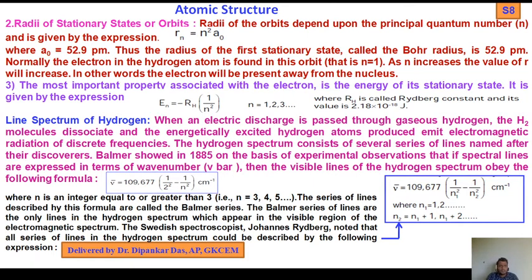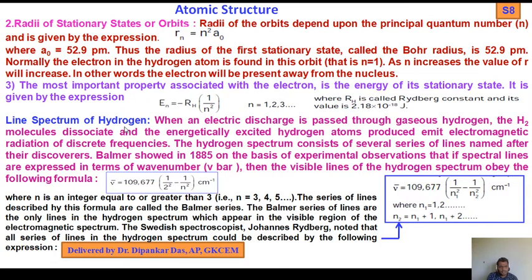The most important property associated with electrons is the energy of its stationary state. It is given by the expression E_n equals minus R_H times 1 by n squared, where n equals 1, 2, 3, 4, and R_H is called the Rydberg constant, whose value is 2.18 times 10 to the minus 18 joule. So that is the Bohr atomic model for hydrogen.